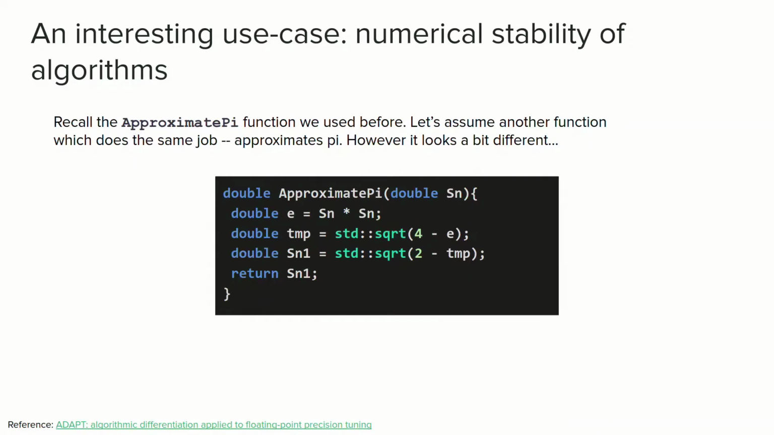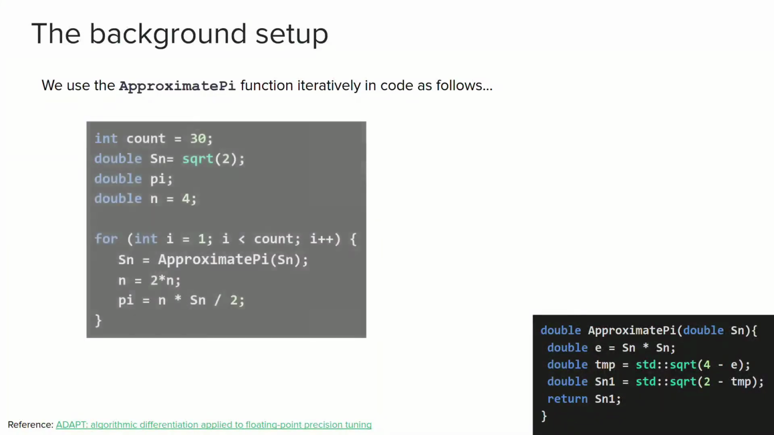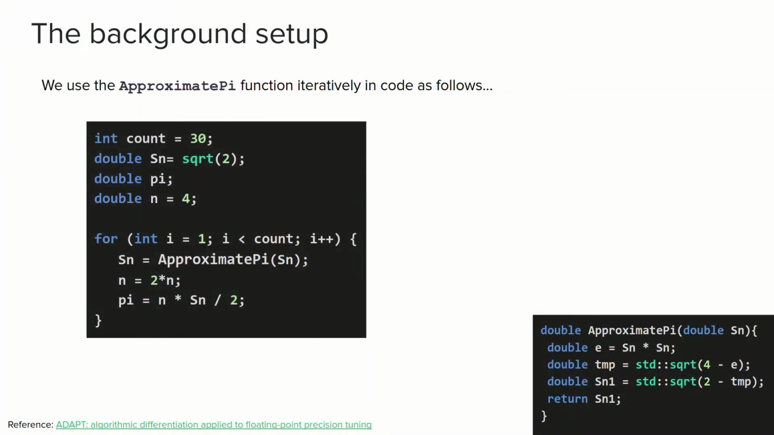It is also used in conjunction with something else, and yeah, same job, however it is just a bit different. So the background setup: we have the approximate pi on the right hand side. Now the approximate pi function is used iteratively in code as follows. So you have this loop and then you have the count, that is the number of iterations you want to approximate pi to. So with every iteration, your guess or your approximation of pi would be more accurate. So that's the whole logic behind this.